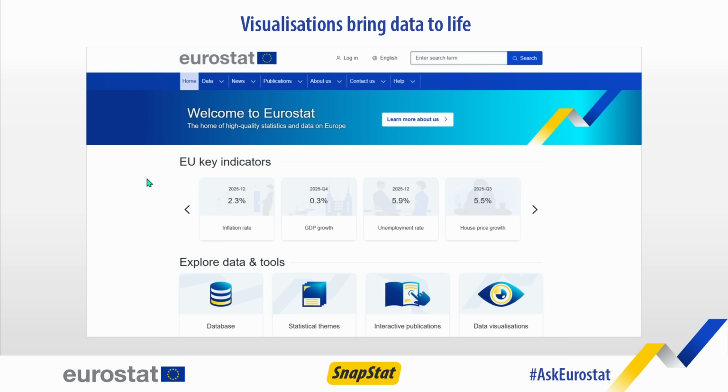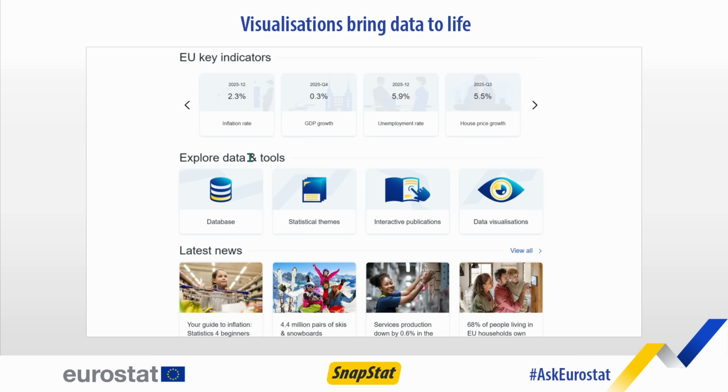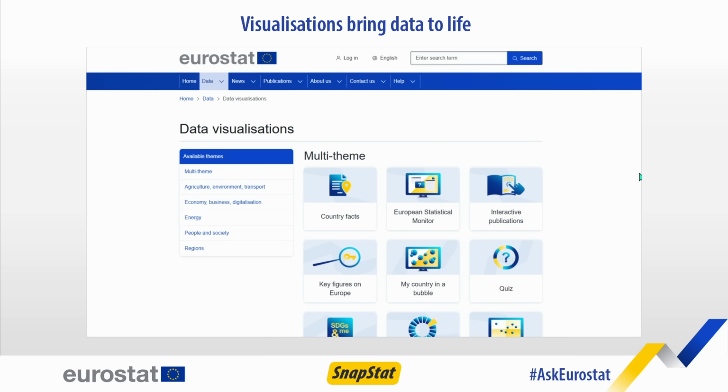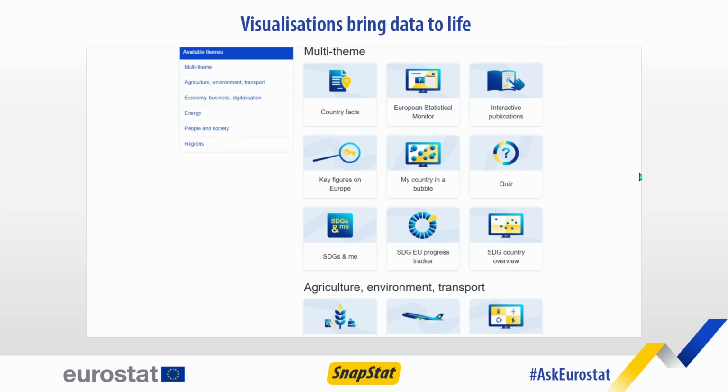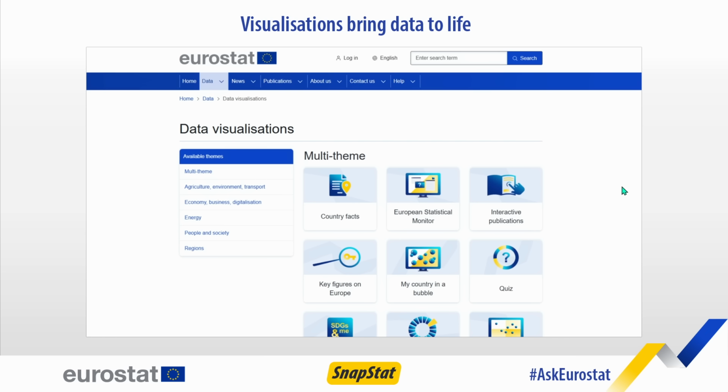Alternatively, you can go via the Eurostat homepage. Under our Explore Data and Tools section, we have an entry at the end that is called Data Visualization. Once you click there, you will land on the page that shows all our data visualizations broadly divided into 6 themes. But let's get started now, as today we would like to show you 4 of those tools.